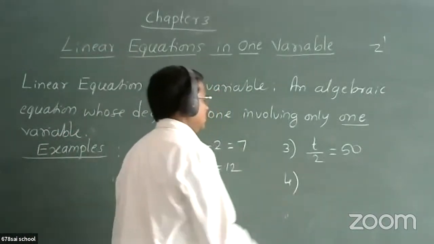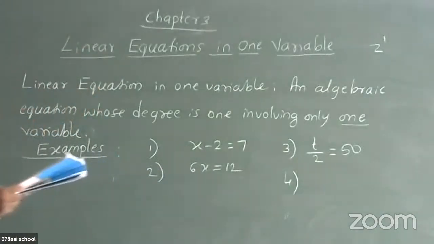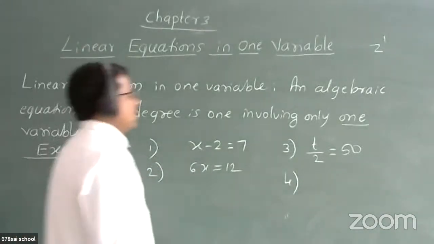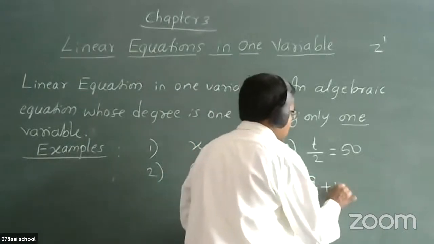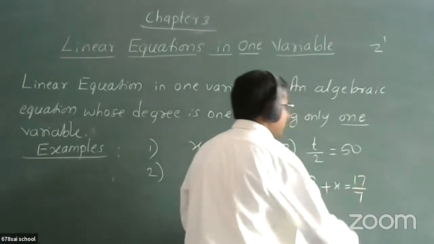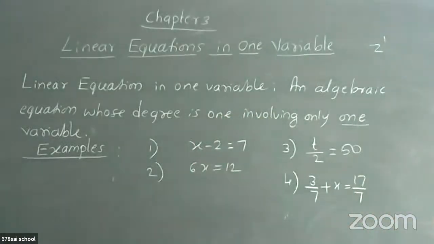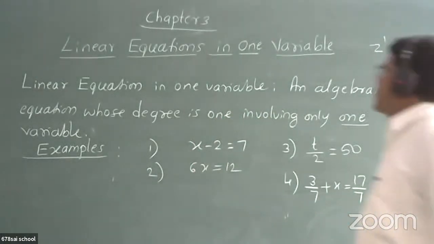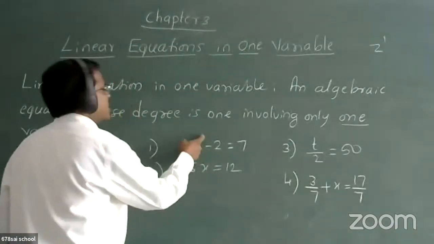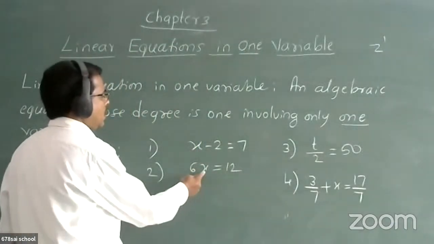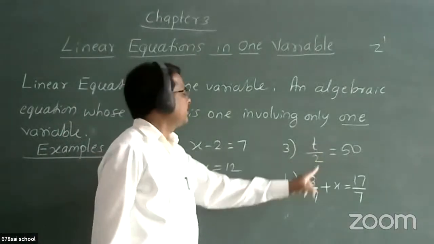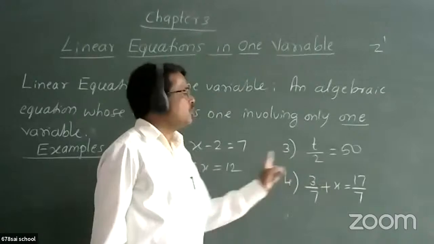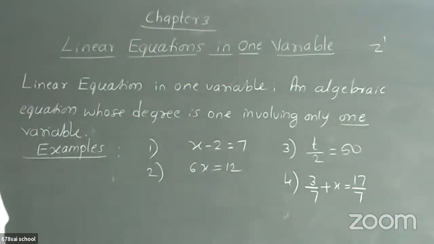Or 3 by 7 plus x equal to 17 divided by 7. This is also linear. Its highest degree, x raised to 1, is linear. Here p raised to 1, p is a variable here. Here x is a variable. So these are all examples of linear equations in one variable.